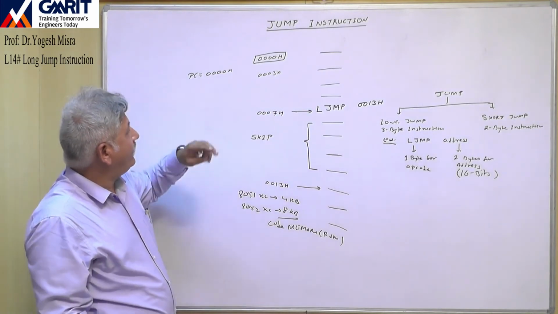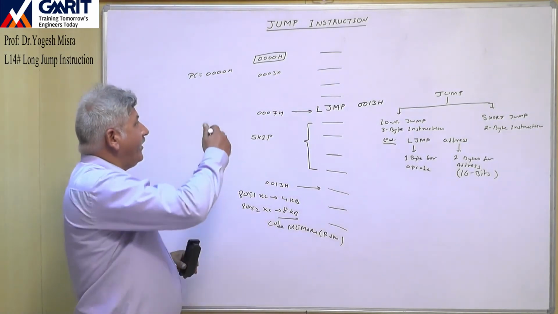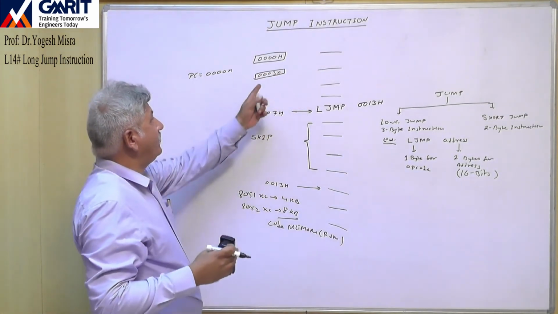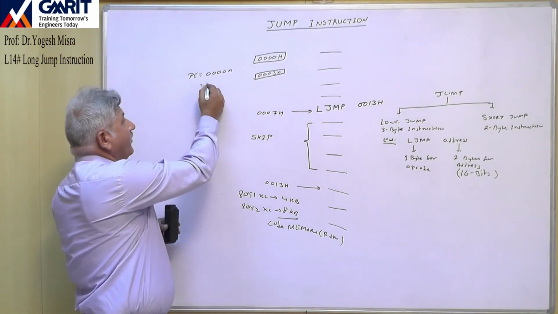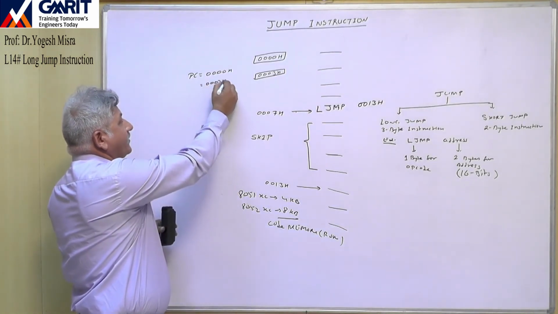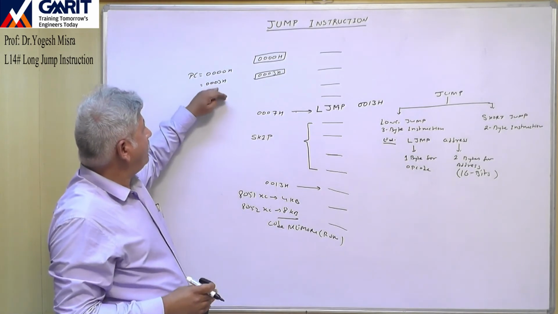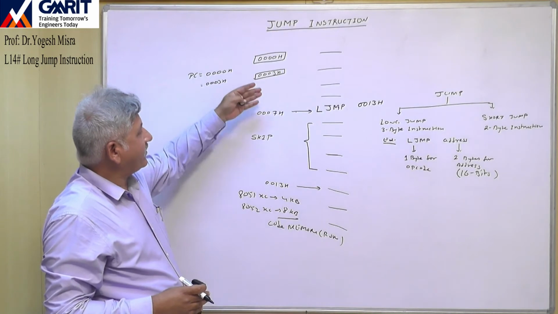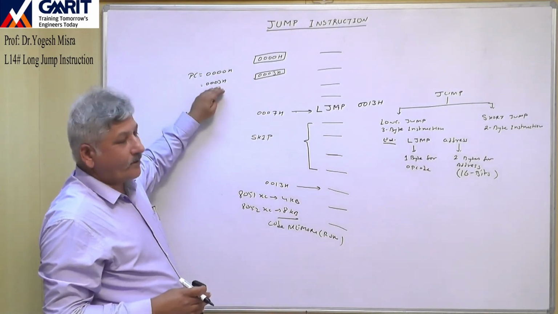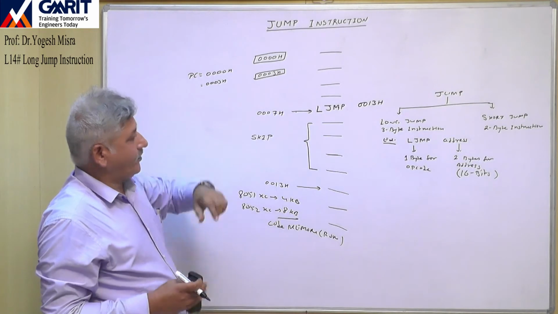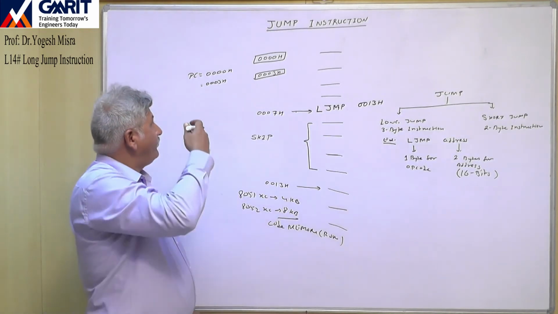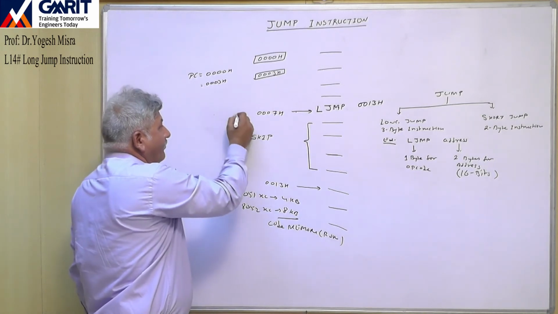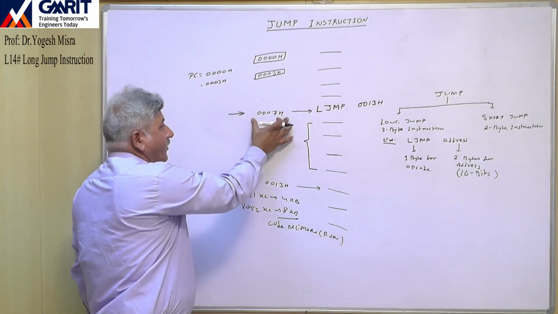After the execution, PC will be automatically incremented and it will come to the next instruction, and the next instruction is loaded at 0003H. So now the PC value will become 0003H. Now the controller will fetch the instruction from this memory location, then decode it, then execute it. So one by one PC will increase, and at one point of time PC will come at this particular location.